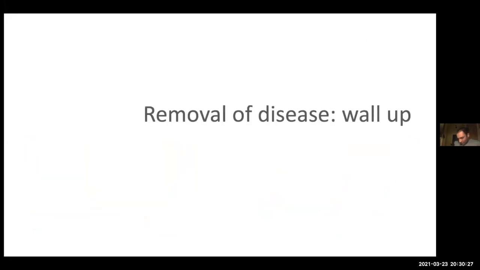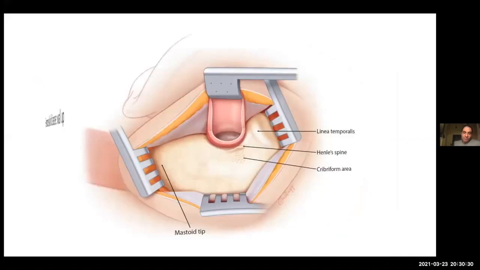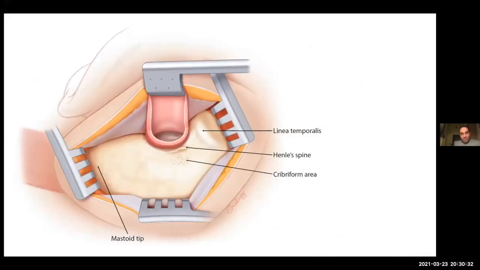In talking about removal of disease, I've already mentioned wall up versus wall down approaches. The wall up approach is basically preserving the posterior ear canal wall. The idea is that afterwards, you restore what is effectively a normal looking ear without a mastoid cavity. I'll come on to talk about the mastoid cavity and the pros and cons of that later on. I'm not going to go through the actual anatomy, because I think you need to learn that through temporal bone courses and through actual rehearsal on patients, of course.